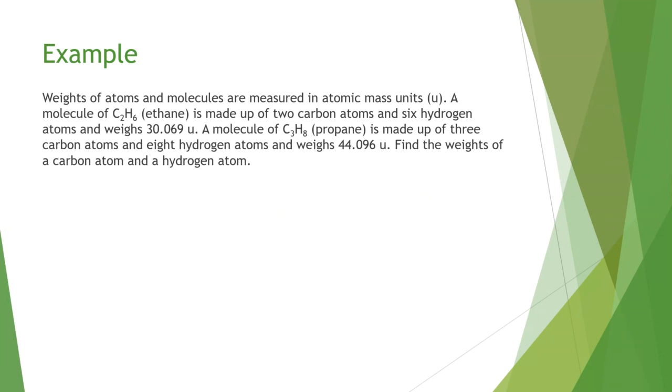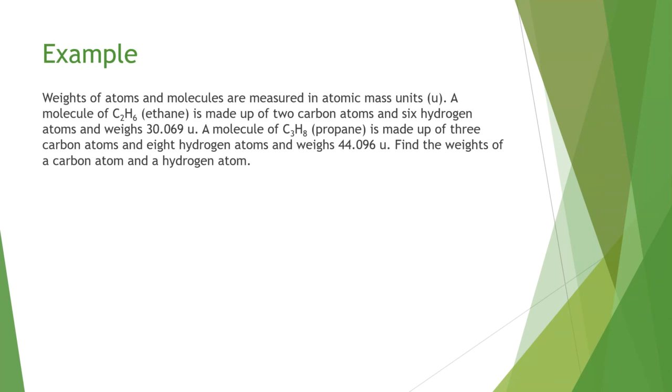Weights of atoms and molecules are measured in atomic mass units. A molecule of ethane is made up of 2 carbon atoms and 6 hydrogen atoms and weighs 30.069 atomic mass units. A molecule of propane is made up of 3 carbon atoms and 8 hydrogen atoms and weighs 44.096 atomic mass units. Find the weights of a carbon atom and a hydrogen atom. So this is actually an example of something that you do in chemistry, and this is how systems of equations and algebra basically relates to chemistry.